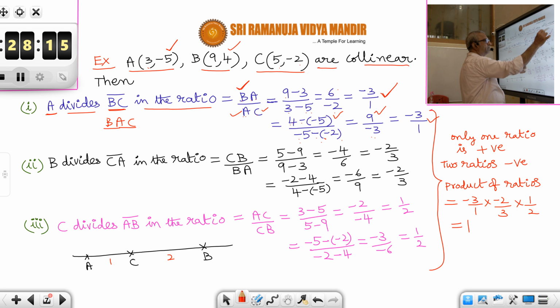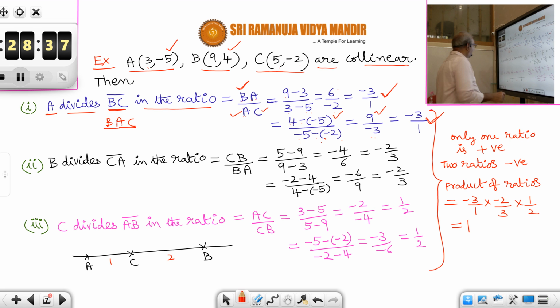So whether you use x coordinates or y coordinates, you should get the same ratio. If you get the same ratio, it means the 3 points are collinear, lying in a straight line only. If you don't get the same ratio, what does it mean? The question itself is wrong. The points are not collinear.